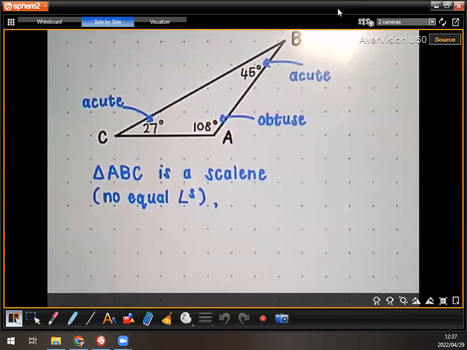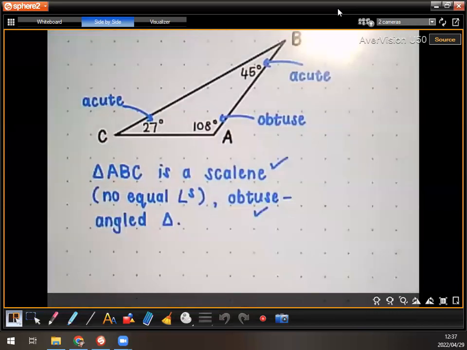But what about 108? That's obtuse, right? 108 is definitely bigger than 90. So what did we say in our table? If you have one obtuse angle, it is called obtuse. Sorry that I'm breaking it up, but I'm trying to put it all underneath this picture. So triangle ABC is a scalene, obtuse angle triangle.